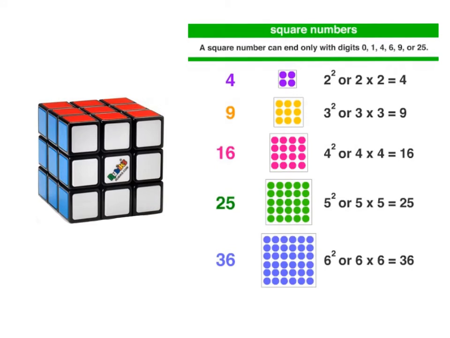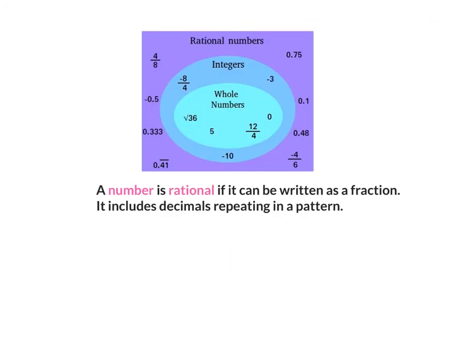A square number is a number with a perfect square root. For example, the numbers 4, 9, 16, 25, 36, 49, 64, 81, 100. A square number can end only with the digits 0, 1, 4, 5, 6, or 9.